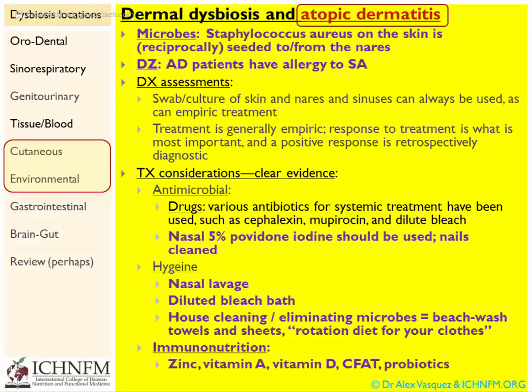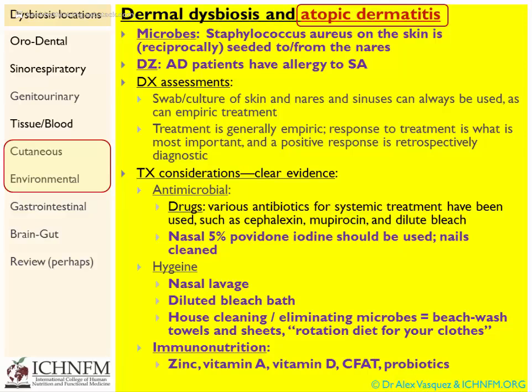I think that 5% povidone iodine is more effective, less expensive, and more widely available. Obviously, we all have access to using the dilute bleach recipe that I showed you previously. For hygiene in general, we want to use the nasal lavage. Again, dilute bleach baths, house cleaning, eliminating the microbes from the sheets, the towels, and the clothes. So we can bleach wash the towels and the sheets.